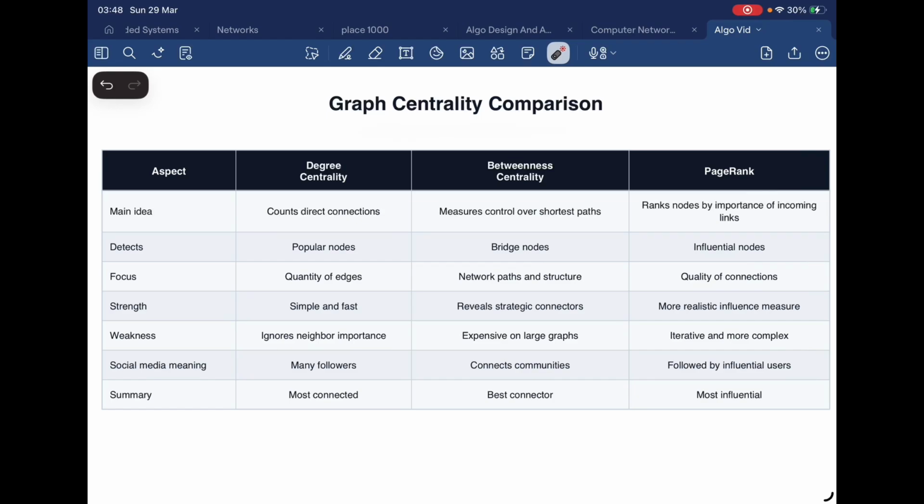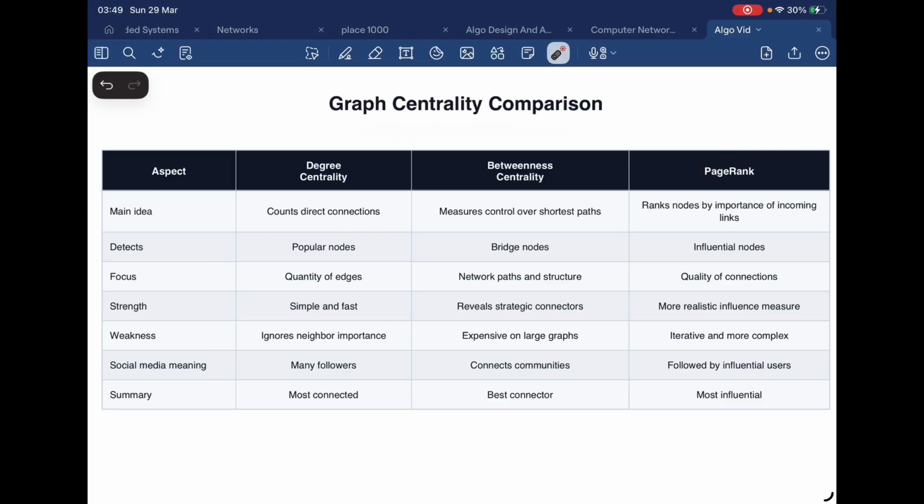Now I will compare the three centrality algorithms side by side to highlight how each one defines importance differently. Degree centrality measures how many direct connections a node has. A node with many connections is considered popular, but this does not guarantee real influence. Betweenness centrality measures how often a node lies on shortest paths between other nodes. This identifies nodes that act as bridges and control how information flows across the network.